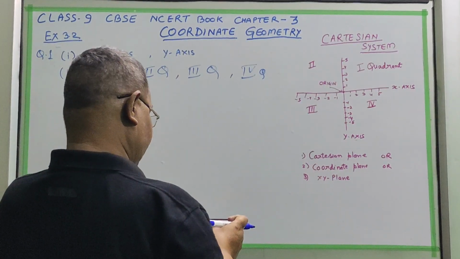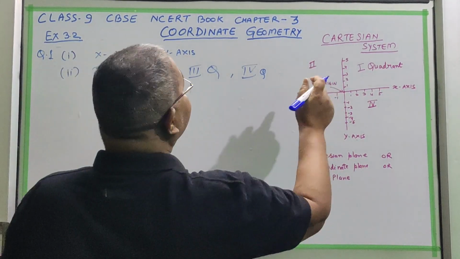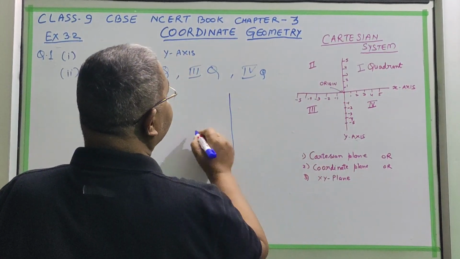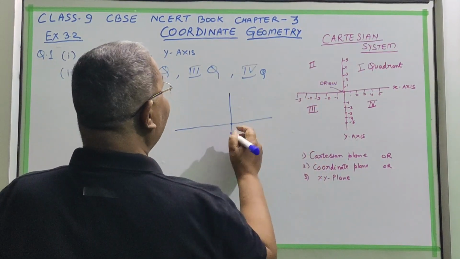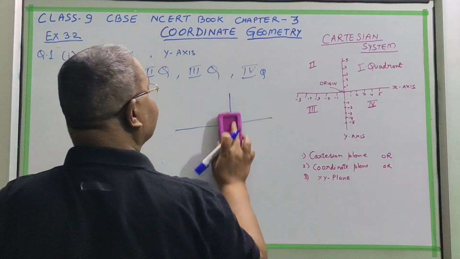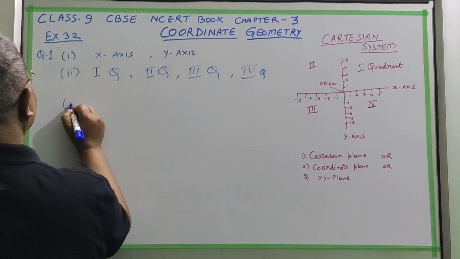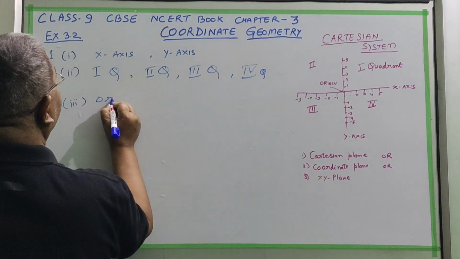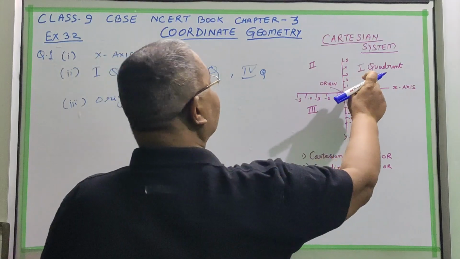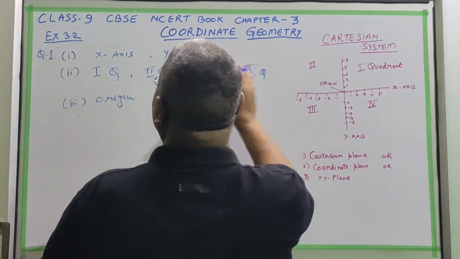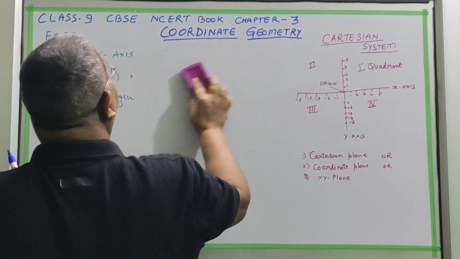These are its names. Sub question 3: Write the name of the point where these two lines intersect. One line is this, one line is this, and they intersect here. This point is known as the origin. So the third answer is origin. Question number 1 is over.